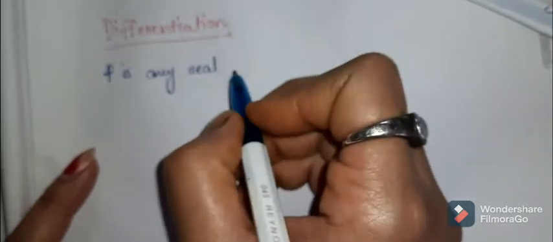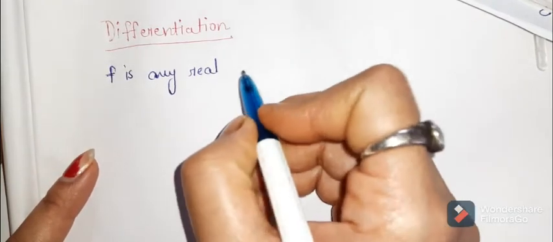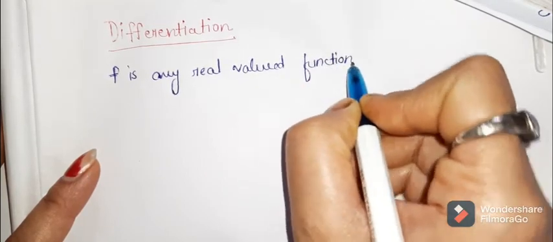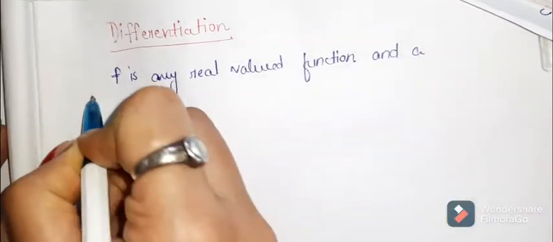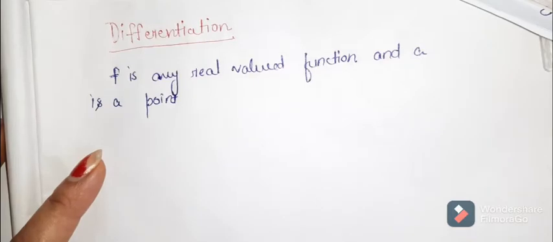first we have studied to differentiate the function with the help of first principle. So what is that? I will just recall. What you have studied: suppose f is any real valued function and a is a point in its domain.